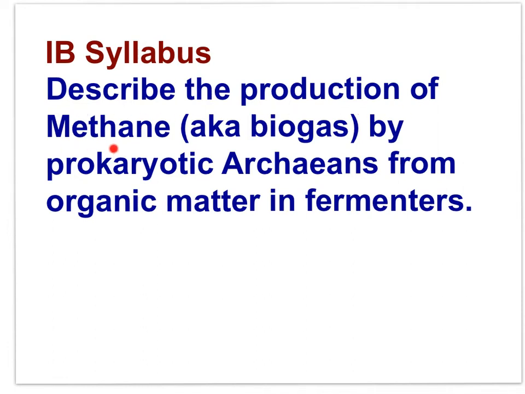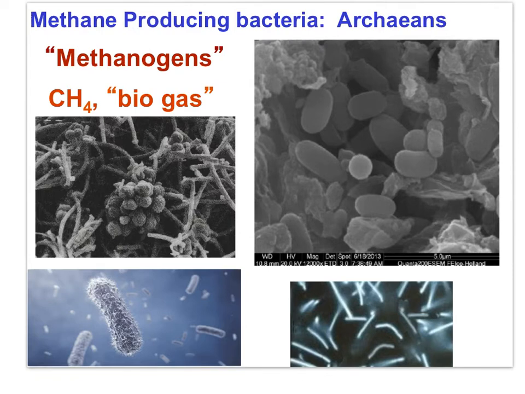Describe the production of methane, also known as biogas, by prokaryotic archaeans from organic matter in fermenters. Here are micrographs of archaeans that produce methane gas, CH4. Archaeans that produce methane are known as methanogens, and methane is also known as biogas.